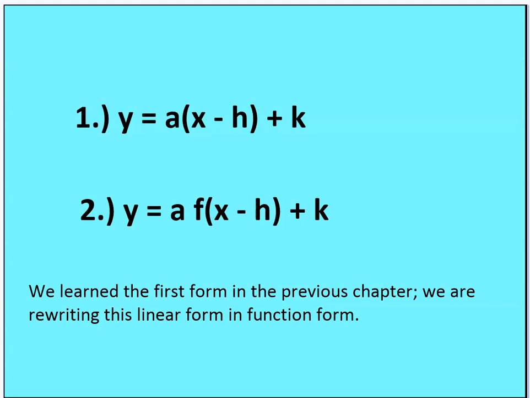Now we're going to morph the equation once again, and we're going to add f into the mix for the formula for the transformed equation for a line. We're just saying it's a function of x, and basically there's very little change other than including this letter f in the equation. So we learned the first form in the previous chapter, and now we're rewriting this linear equation in function form. And that's y is equal to a times f of x minus h, plus k.